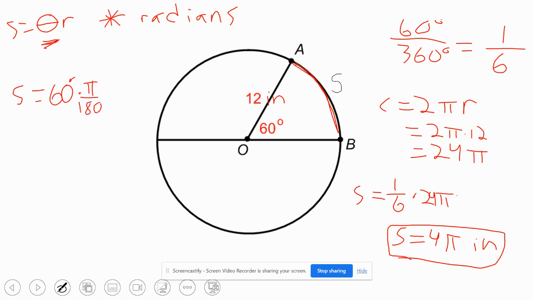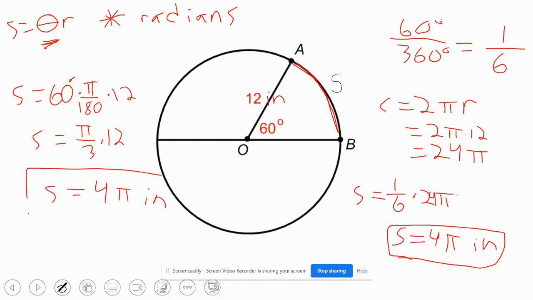So I'm just going to do that right here in this calculation. Now that gives me a conversion into radians so that I can just multiply this by the radius, which is 12. And if you take 60 over 180, that would simplify to a third. So I'm going to switch this to pi over 3 times 12. And 12 over 3 is 4. So you'll see that this comes out as 4 pi inches, just like the other method. Both of these are ways that we could find the arc length.